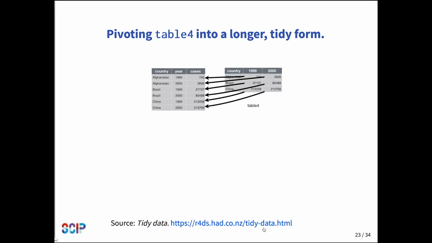So what we have now is table 4, but it's in a longer, tidier format. The column names 1999 and 2000 represent the values under the year variable. The values in the 1999 and 2000 columns represent the values of cases. So each row represents 2 observations, not just one.